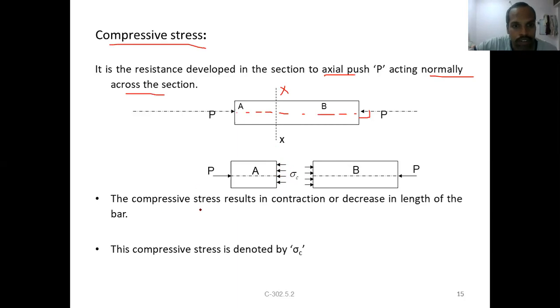Okay, so the compressive stress results in contraction, or decrease in length, of the bar. Contraction means decrease in length. Okay, compressed. Contraction means decrease. So this compressive stress is denoted with the letter sigma C. If it is a tension, it is sigma T. If it is a compression, sigma C.